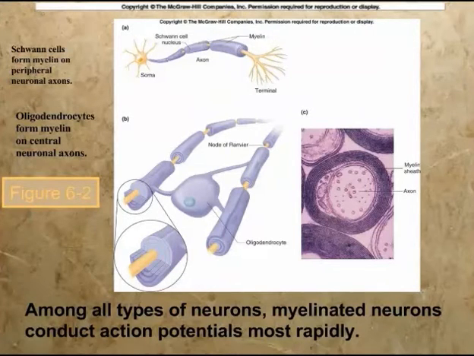Different types of cells produce the myelin sheath in the central and peripheral nervous systems. Oligodendrocytes make the myelin sheaths for neurons in the central nervous system, while Schwann cells perform this important task in neurons in the peripheral nervous system. Alright, when you're ready, let's go to the next slide.